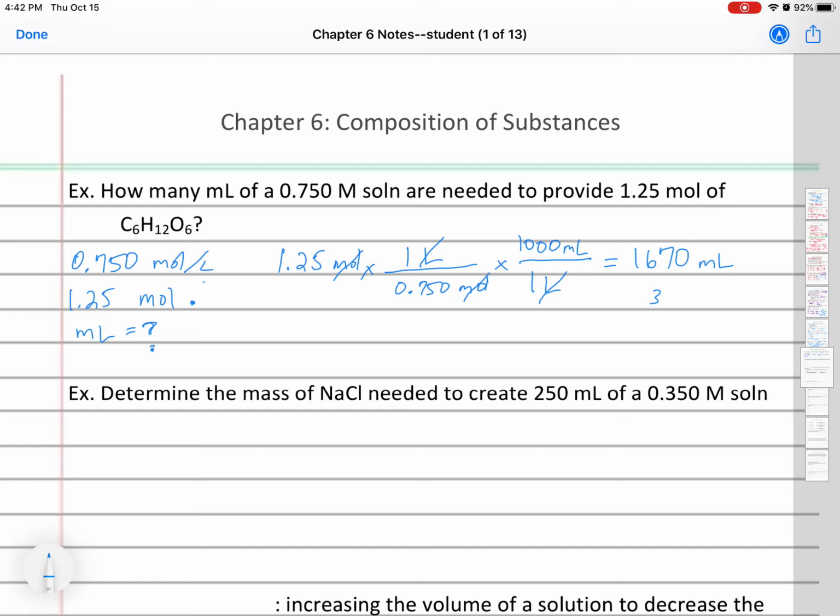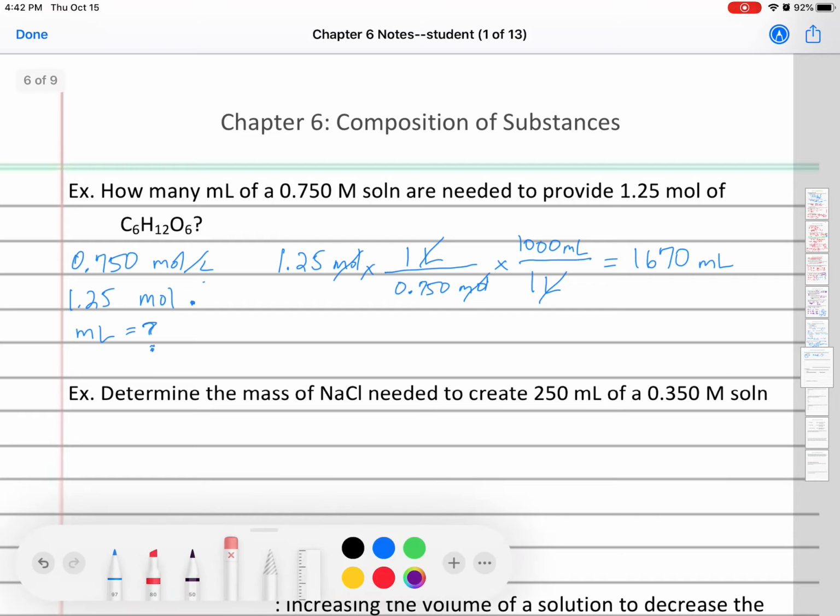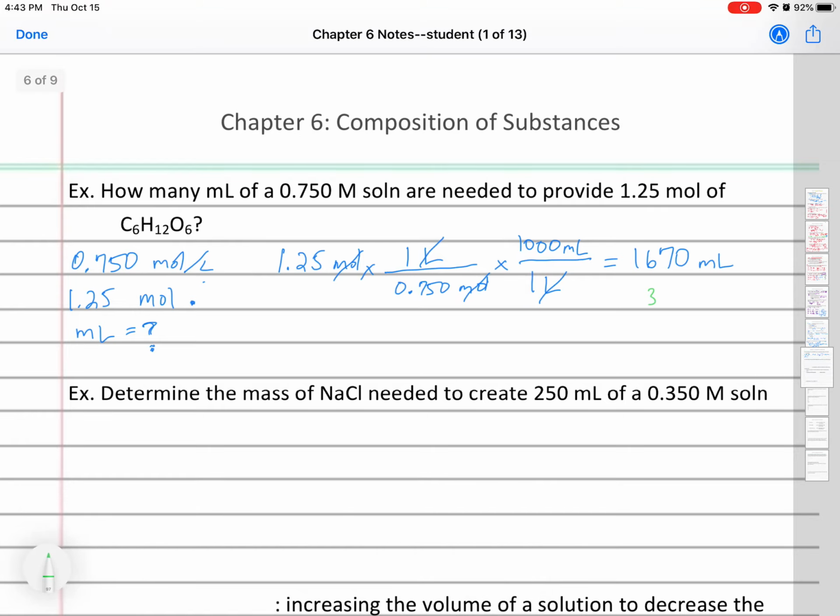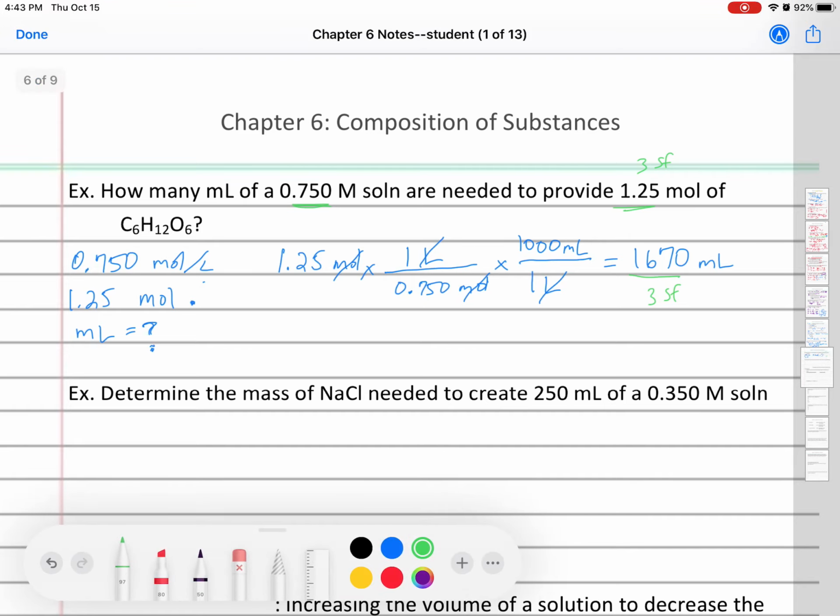That's 3 sig figs in my answer because I have 3 sig figs in the problem. In both of these numbers, there's 3 sig figs. Don't forget your sig figs.